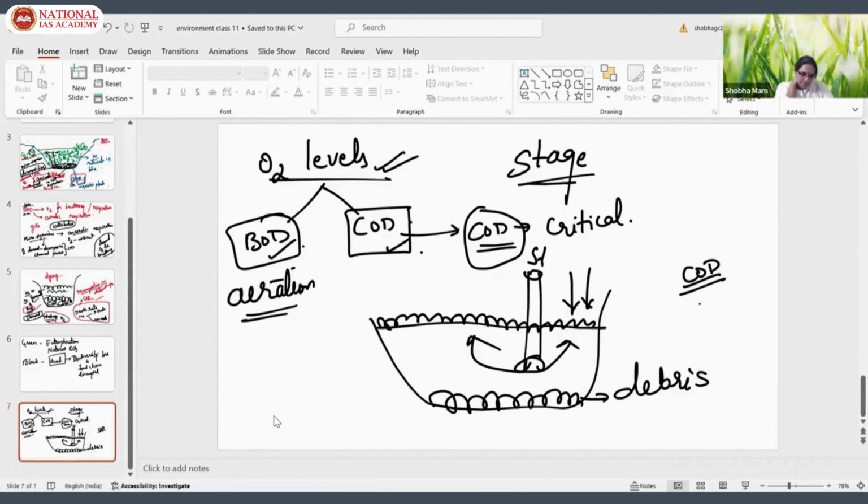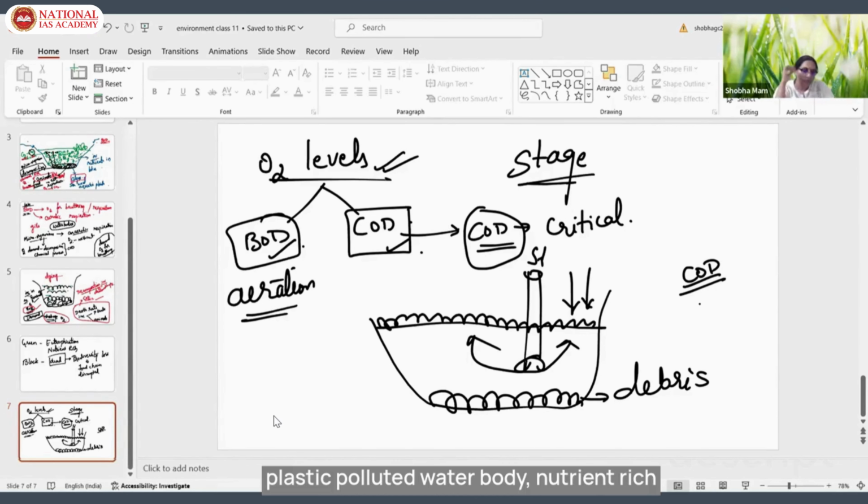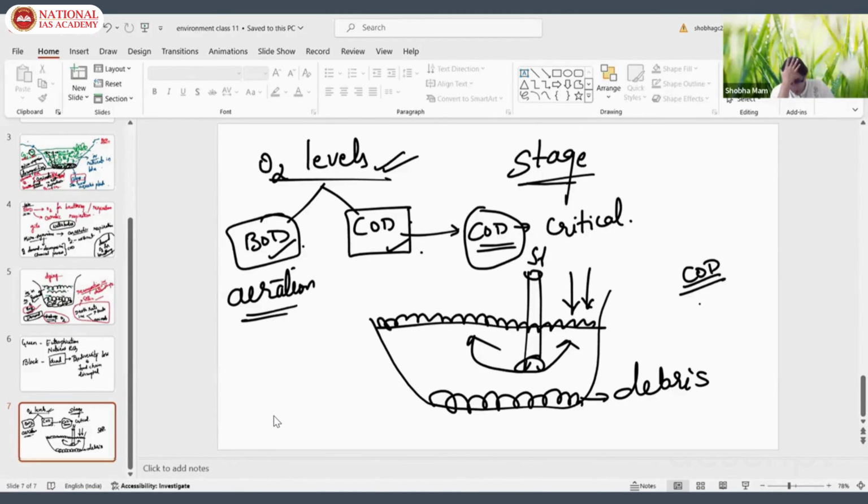Okay, so please write: polluted water body, plastic polluted water body, nutrient rich water body, do not have enough oxygen and we see demand for oxygen.